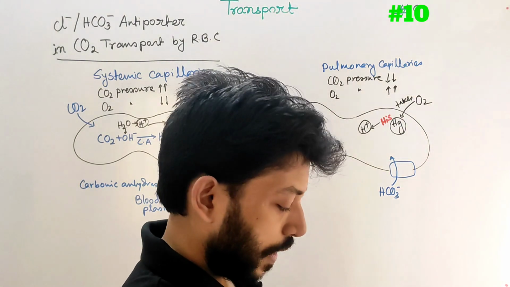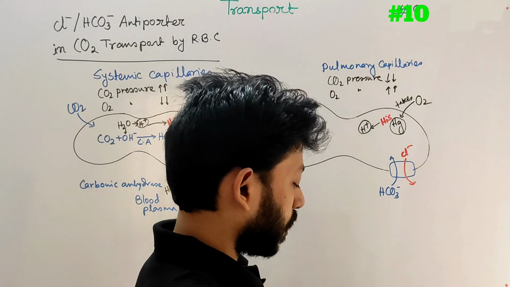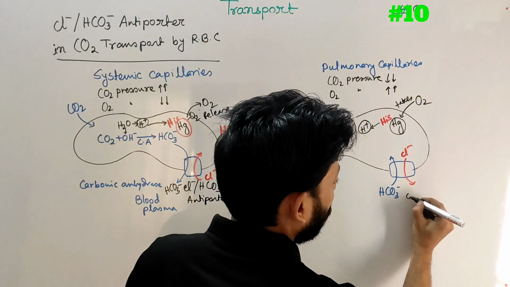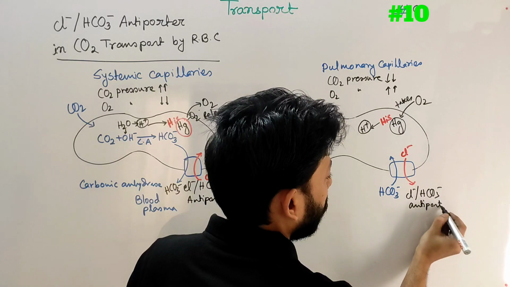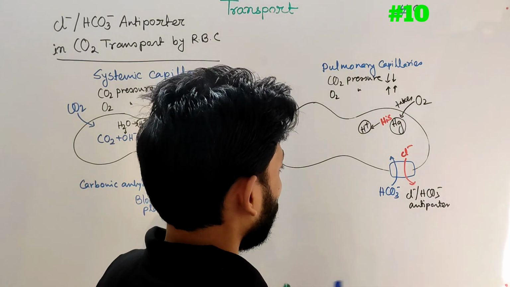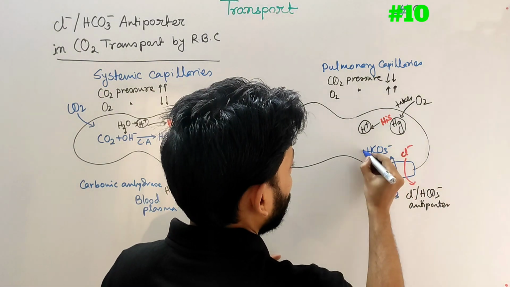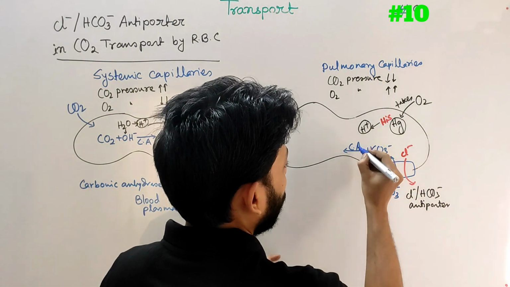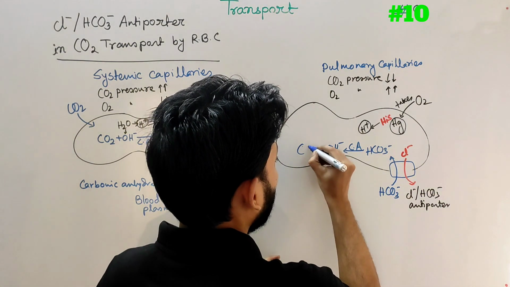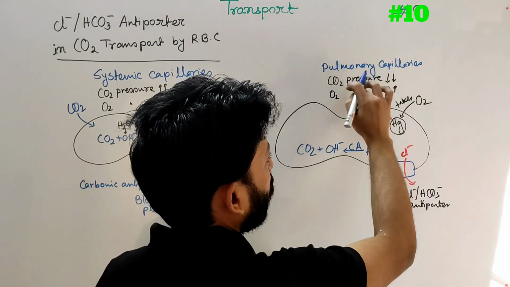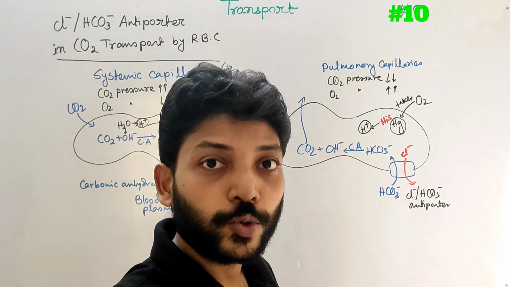Simultaneously, from the blood plasma, HCO3 minus, that means bicarbonate, comes inside the cell, and chlorine moves out. That means chlorine export occurs. This is the same chlorine bicarbonate antiporter. Now this bicarbonate comes inside, or import occurs. Now the opposite will occur here. The bicarbonate is converted by this enzyme carbonic anhydrase into hydroxyl ion and carbon dioxide. Because there is a low carbon dioxide pressure, the carbon dioxide will be released from the red blood cells and it will be expelled through the lungs.